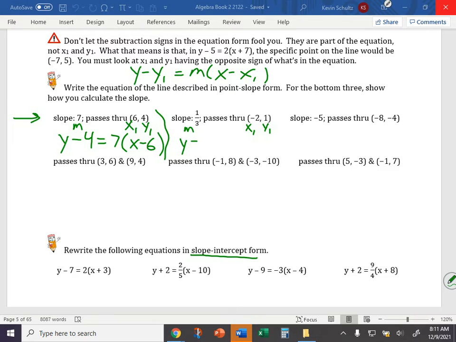Y minus y1 will be y minus 1 equals our slope, which is 1/3. But then here, when we put x minus a -2, that actually ends up being x plus 2. So just like in that slope formula, when you subtract a negative number, that subtraction sign is part of the formula. When your ordered pair value is negative, it actually ends up being addition.